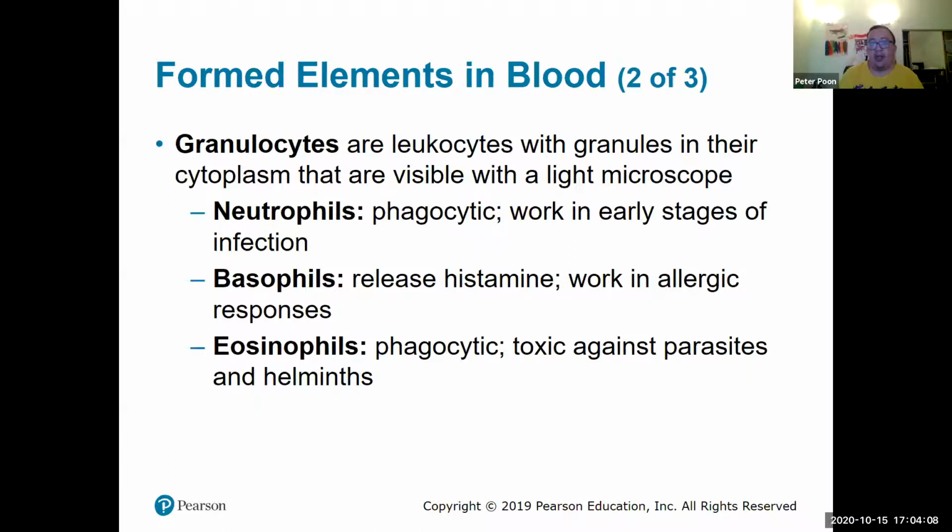Okay, and they break down into three groups. Neutrophils have granules that absorb both the acidic dye and the basic dye, and so they appear purple. Okay, they're phagocytic. They work in the early stages of infection. They are phagocytes, which means they eat up bacteria. Basophils will appear blue because they absorb the basic dye. They release histamine. They work in allergic responses.